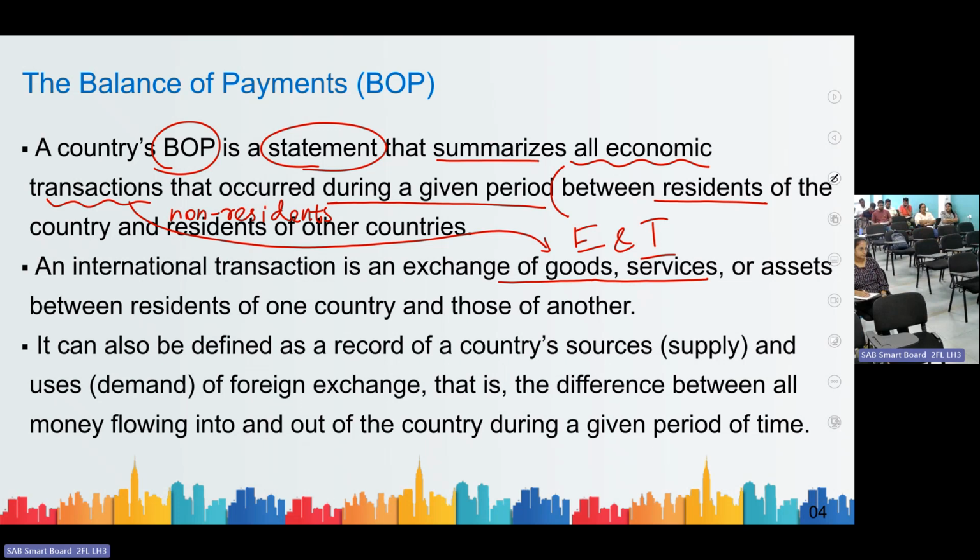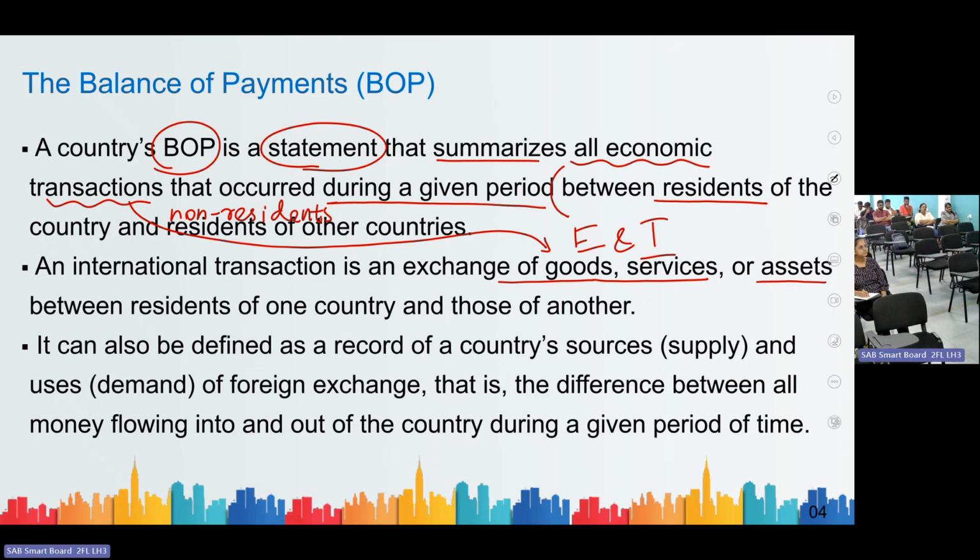Also, there are asset transactions. A Sri Lankan resident can buy government bonds from Japan, government bonds from the USA. In return, the Japanese government or the USA government has to pay interest to the resident in Sri Lanka. Likewise, there are asset-related transactions as well. Sometimes, a Sri Lankan investor can invest in the stock market in any other country. So not only goods and services-related transactions, there are asset-related transactions also. All these types of transactions are reported in the BOP.